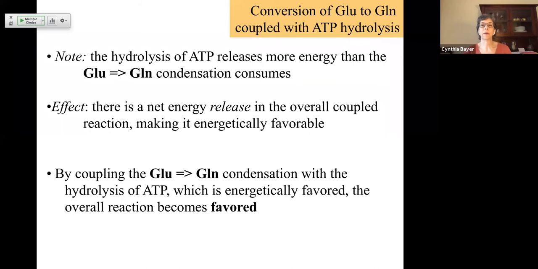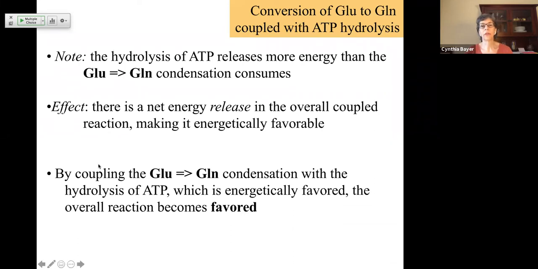That reaction releases more energy than the condensation of glutamic acid to glutamine consumes. So we have a net overall release of free energy. So overall, this glutamic acid to glutamine condensation is favored as long as that reaction is coupled with hydrolysis of ATP.